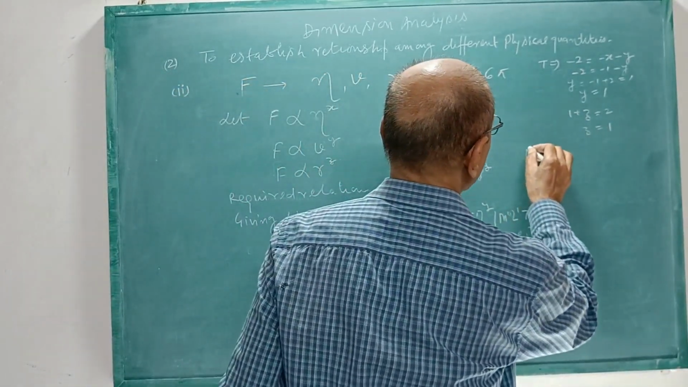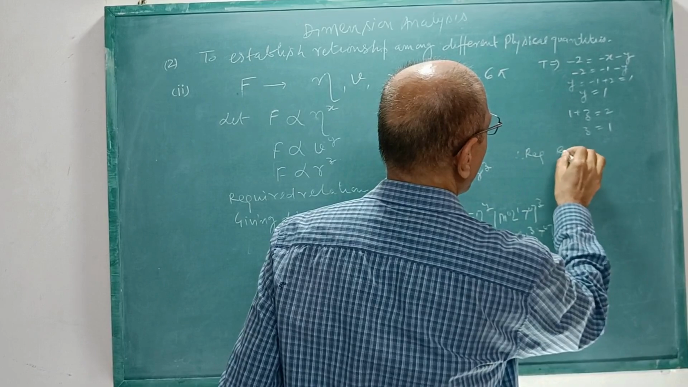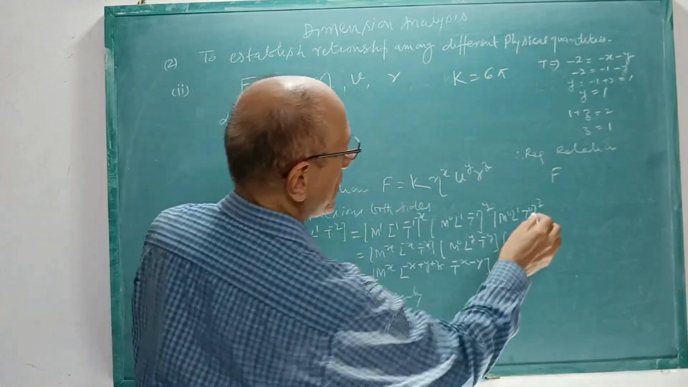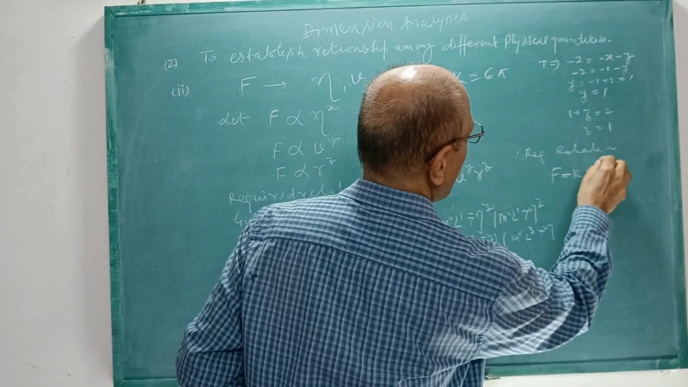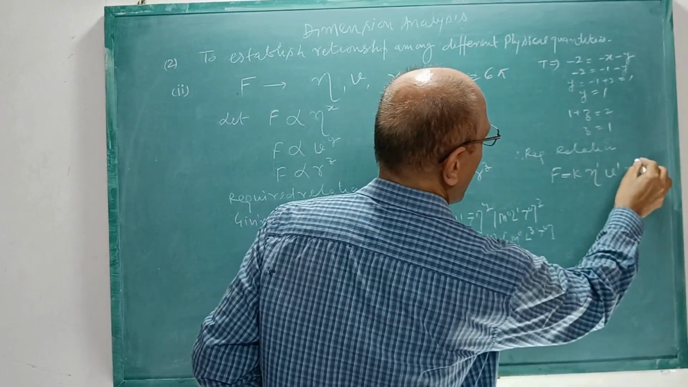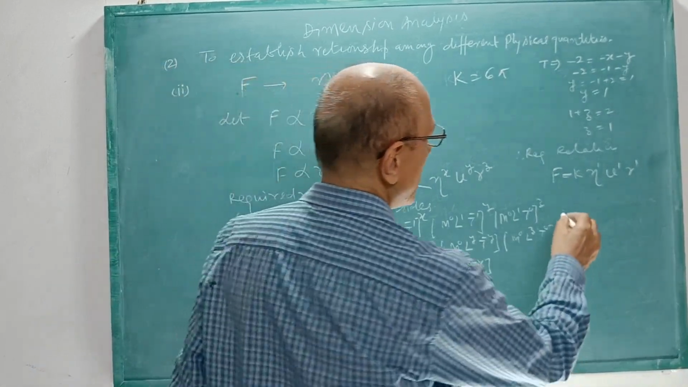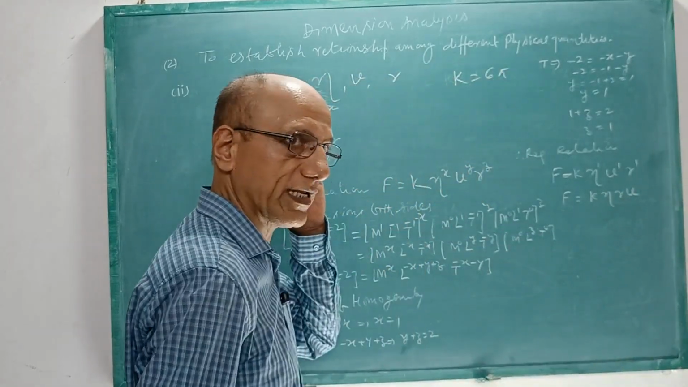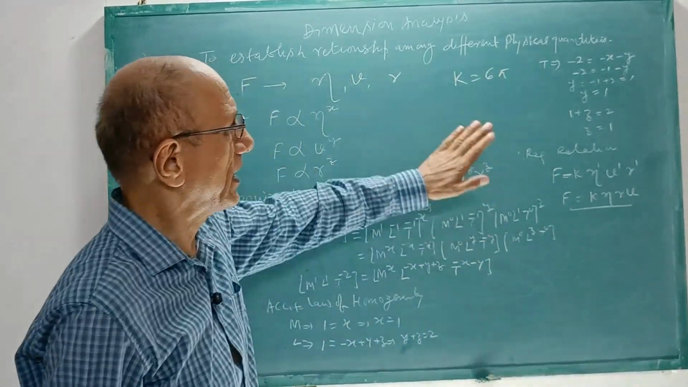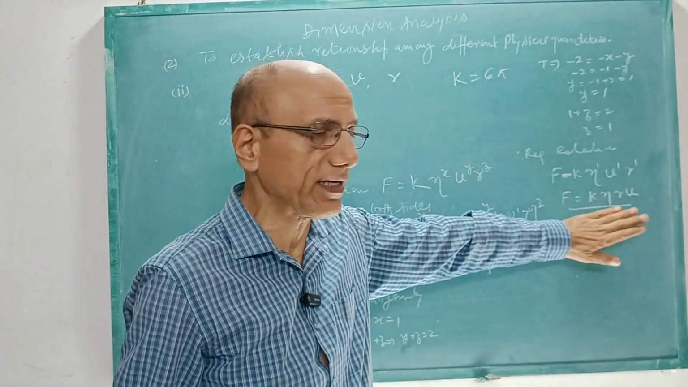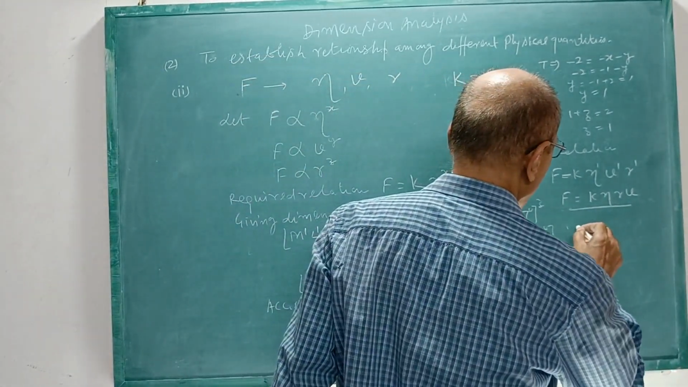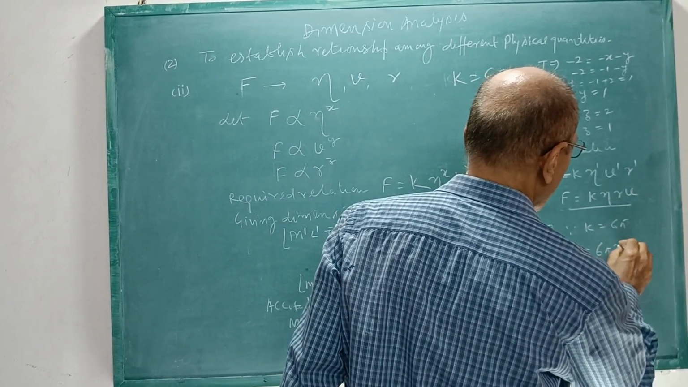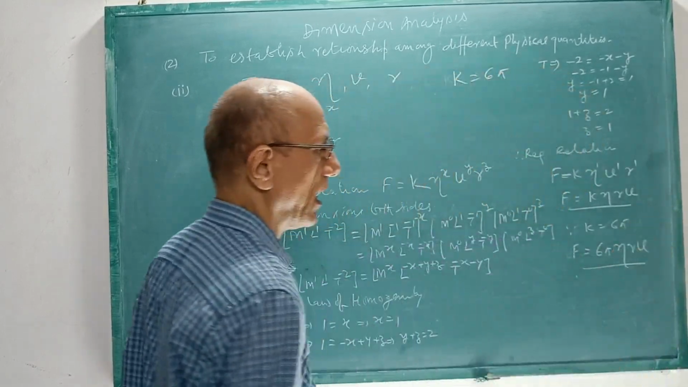Therefore, required relation will be F equals K eta power 1, V power 1, R power 1. That means F equals K eta R V. This is the relation. If K is not given to you, then your answer will get finished over here. And since we are given K equals 6 pi, then we have to write one more step, that is 6 pi eta R V. This is the answer.